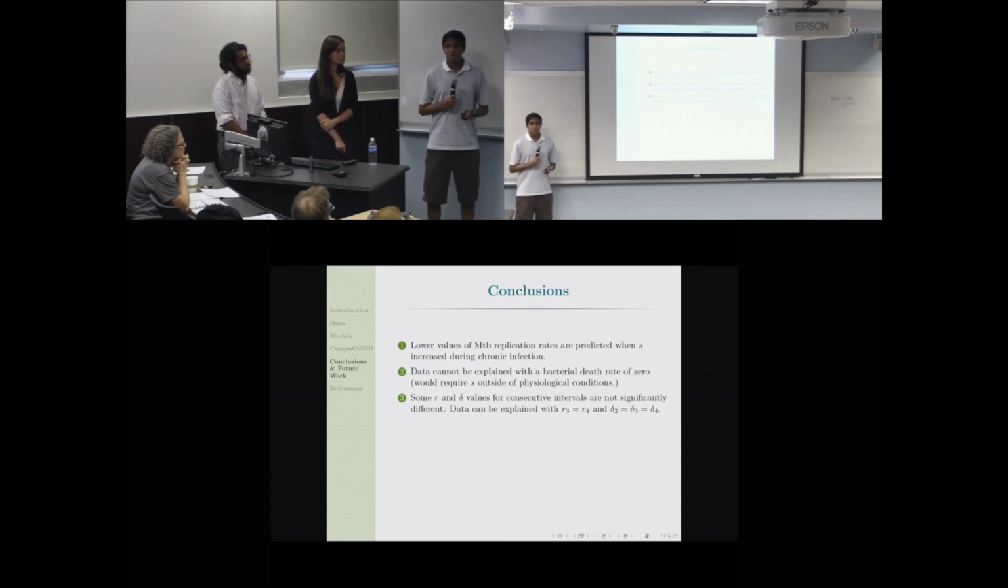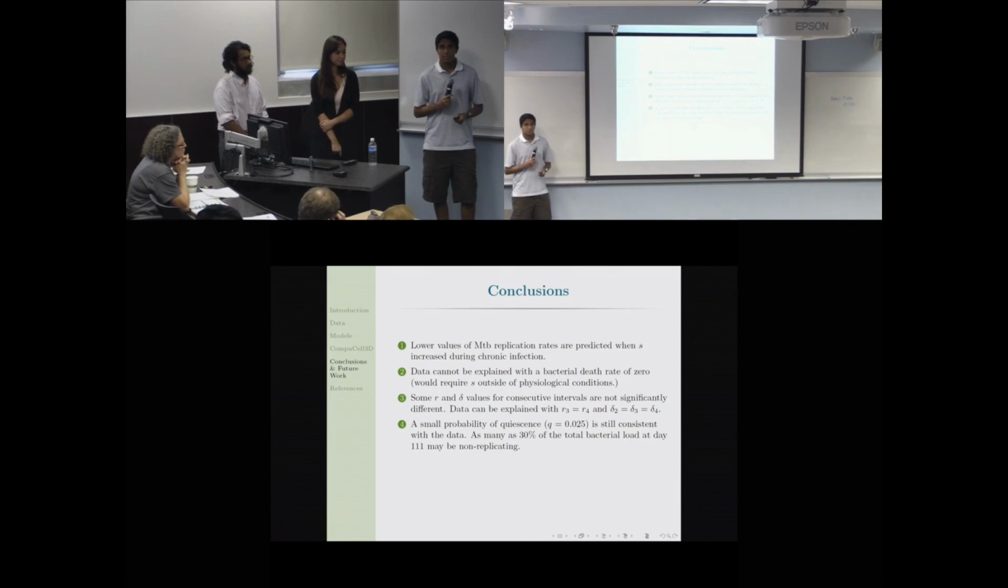The replication and death rates do not necessarily have to be explained with 4 intervals. We can still explain the data with 3 replication rates and 2 death rates by splitting into an early stage and late stages of infection. We're able to explain the data with quiescence or dormancy. Up to 2.5% of bacteria may quiesce at each cycle. This will lead to approximately 30% of the bacteria being quiesced at day 111.